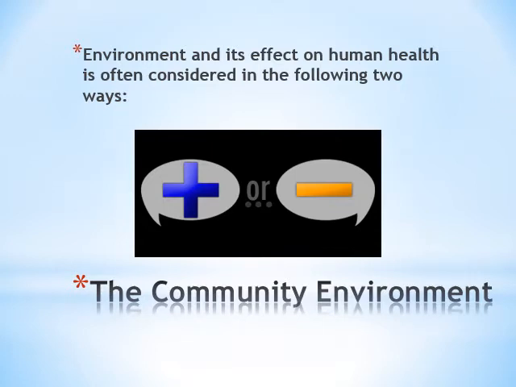So the environment can impact human health either positively or negatively. Most of the time we tend to focus more on the negative impacts in the environment, but there are positive impacts as well. A negative impact could be agricultural settings that are exposing people who live and work in them to more pesticides.